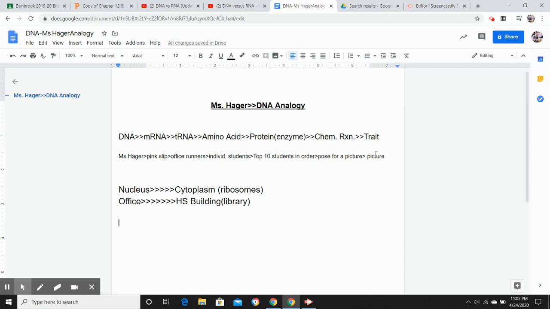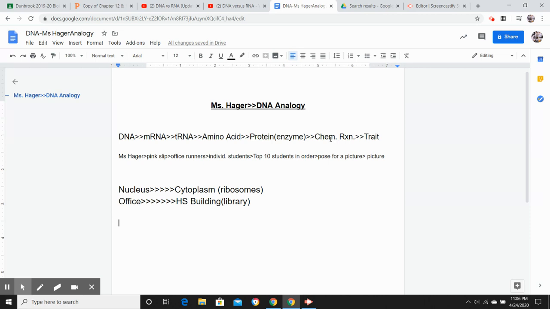Finally, those students, the task for them is to pose for a picture, and the final product is to get that picture. So looking at this analogy, the DNA is similar to Miss Hager. The messenger RNA is similar to the pink slip. The transfer RNA is the people that do the actual plucking of the students out of each classroom. The amino acids, of course, are the individual students. The protein is that team of students or that entire group that's assembled in the correct order.